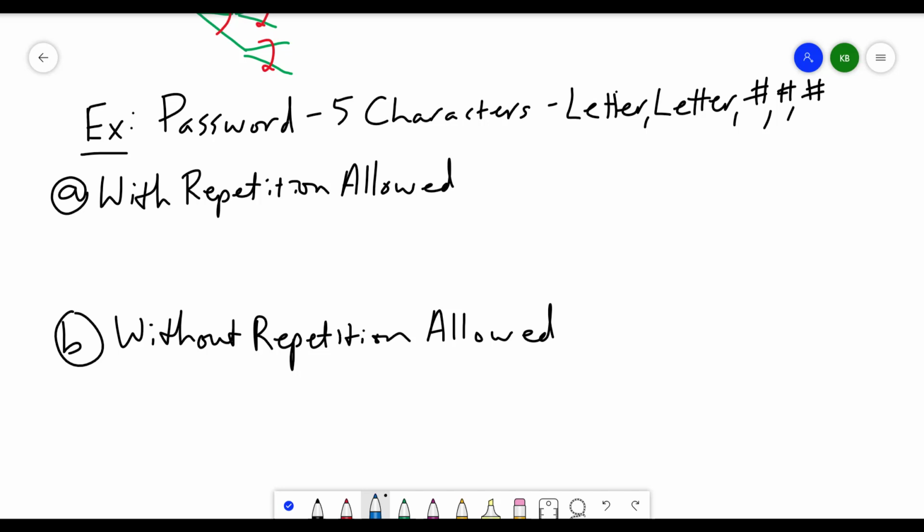So say we want to generate a password that has 5 characters that follows the pattern letter, letter, number, number, number. And the first time that we do this, we're going to allow the letters to repeat themselves and the numbers to repeat themselves. So whenever I'm working on a problem like this, I look and I say, all right, how many spaces am I trying to fill? So I'm trying to fill 5 spaces. So I actually draw the 5 spaces that I'm trying to fill.